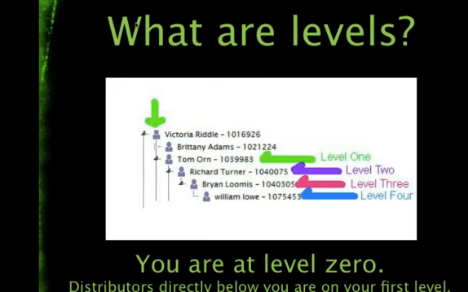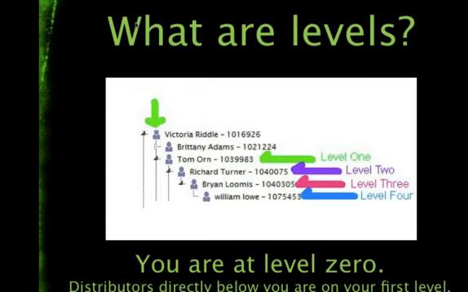Okay, first I think it's very important to understand what levels are. When you look in your eSuite, you will see lots of names. These names with a purple icon are distributors. Names with the yellow icon are loyal customers. When you're charting, you will actually use the names of the distributors. You always want to remember you are level 0.